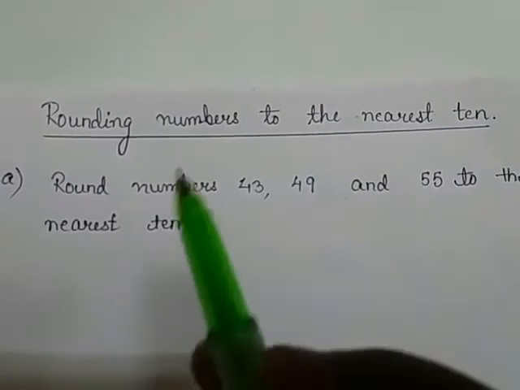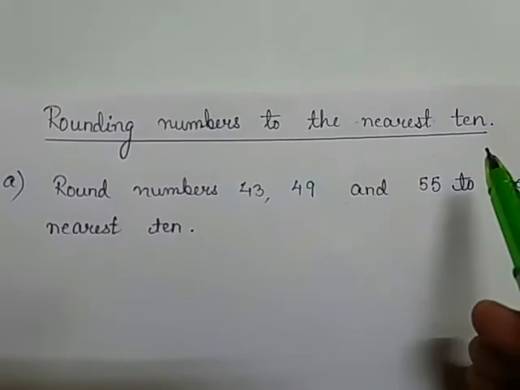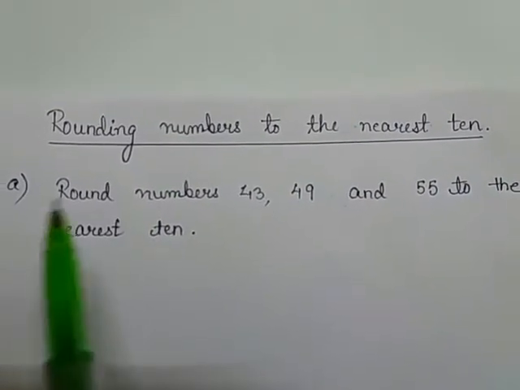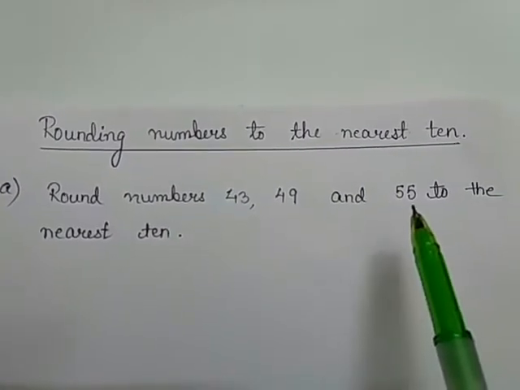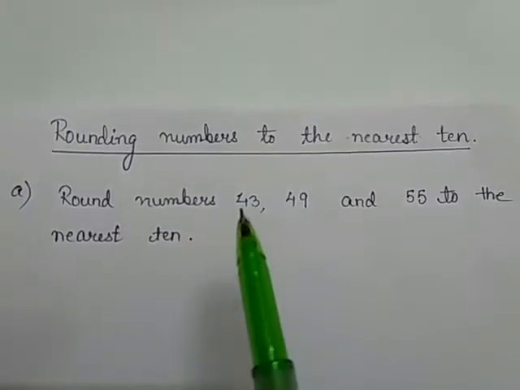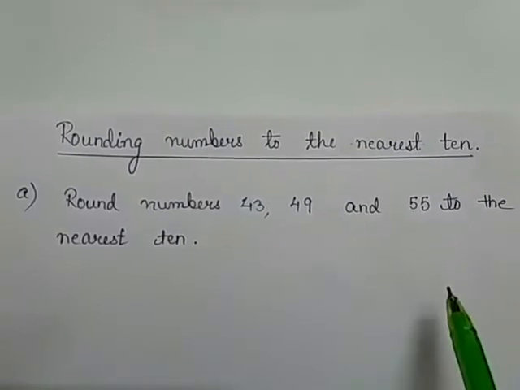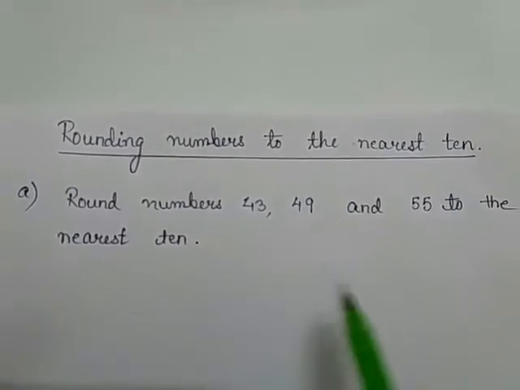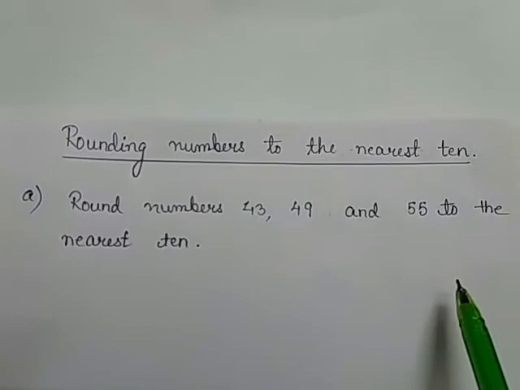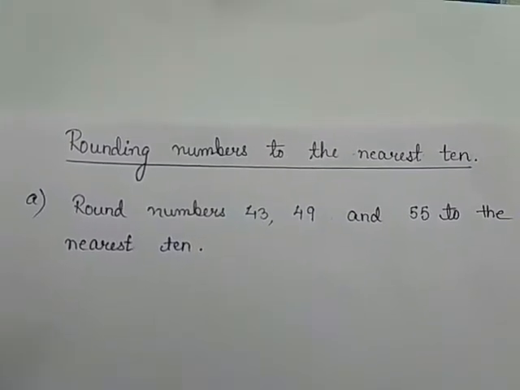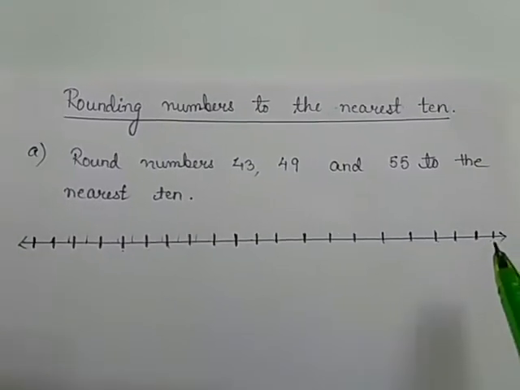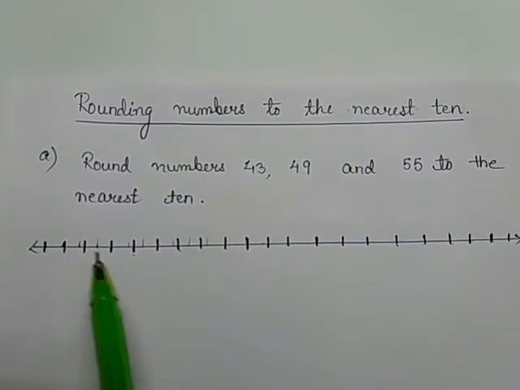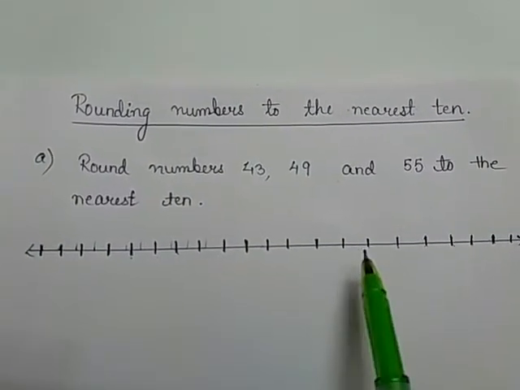First is rounding numbers to the nearest 10 by using a number line. Number A: round numbers 43, 49 and 55 to the nearest 10. For this, let us first begin. Draw one number line, and then we will see how to do it.